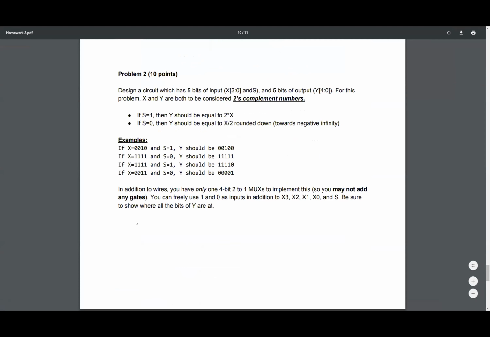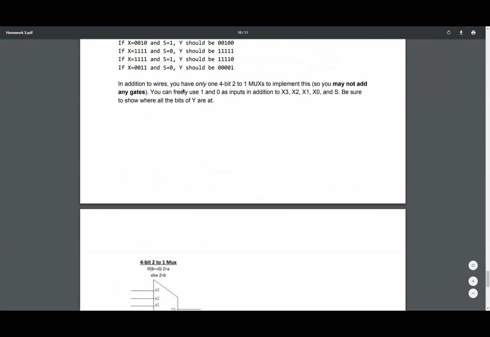So yeah, we're building a circuit. 5 bits of input, x3 through 0 and s, 5 bits of output. Both are 2's complement numbers. If s equals 1, then y should be equal to 2 times x. If s equals 0, then y should be equal to x divided by 2. In addition to wires, you only have 4-bit 2-to-1 muxes to implement this. You may not add any gates.